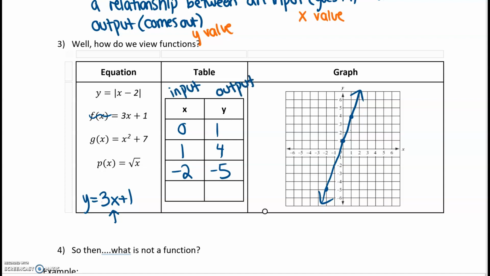Because input is what you just plugged into the function, output is what you got out. Makes sense. And you could say, okay, that's a linear relationship. 3x plus 1 is a line, right? And that could describe anything that has a constant rate in this world. Okay, so that's how we'll look at functions throughout this class.